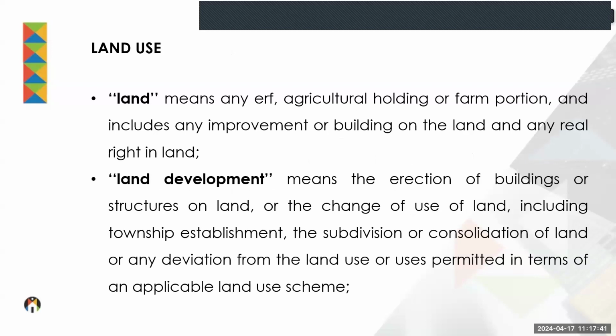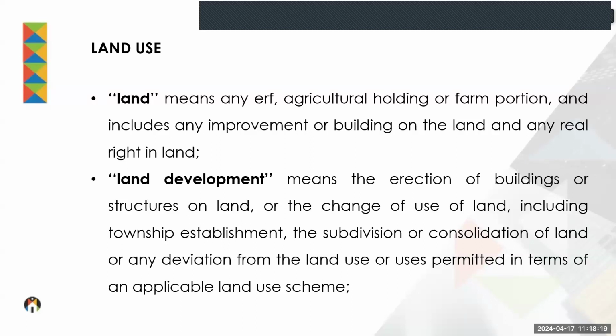Now, out of SPLUMA, I have highlighted the following definitions so that when we read all these requirements, we understand what they are. So what is land? It means the earth. It means an agricultural holding or a portion of a farm. And when we talk about land in terms of SPLUMA, it will include any improvement like buildings and any real right that you've got on that land. You might have a servitude that grants you certain permissions. All of that is then defined as land.